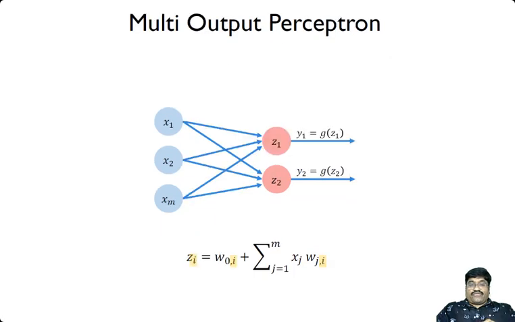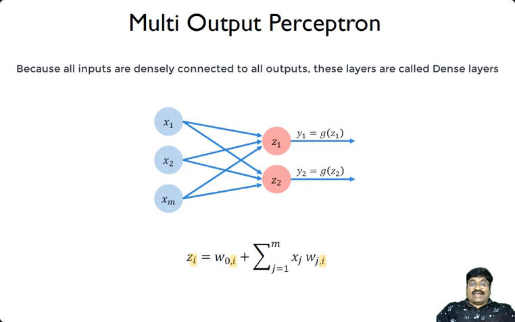If we want to define a multi-output neural network, we simply can just add another one of these perceptrons to this picture. Now we have two outputs. One is the normal perceptron, which is Y1, and Y2 is just another normal perceptron. The same idea as before. They all connect to the previous layer with a different set of weights. And because all inputs are densely connected to all of the outputs, these type of layers are often called dense layers.